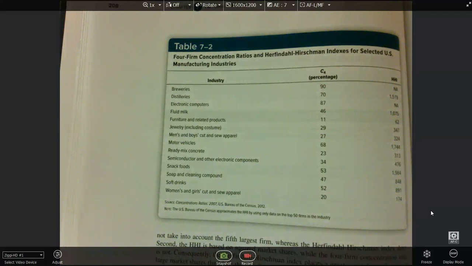Soft drinks, it seems like that should be higher, right? It's 52 for the top 4, but there's Coke and there's Pepsi, right? Maybe there's Dr Pepper or everything else. But what's going on here? Why is it so low? Why is it much lower than our intuition would suggest? What's the definition of soft drink here?